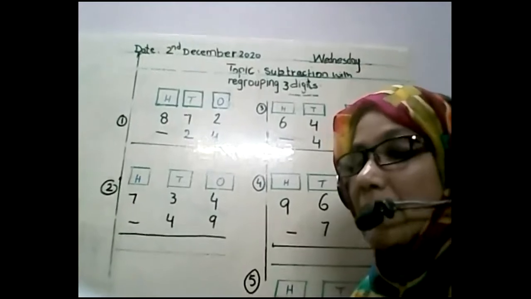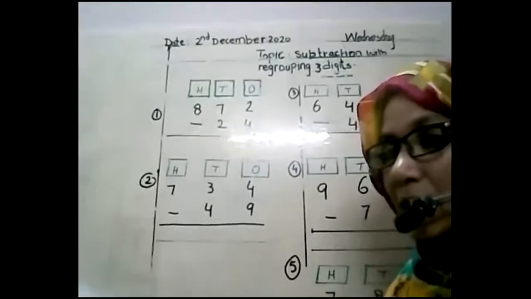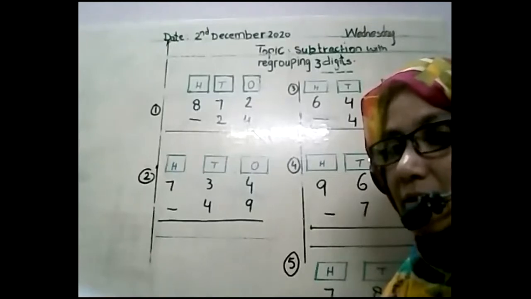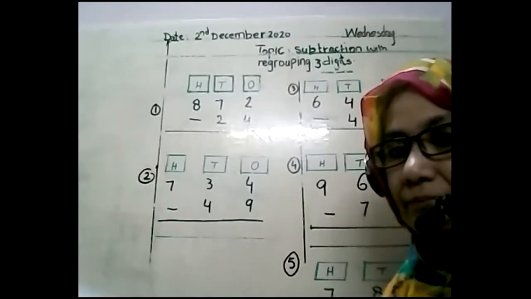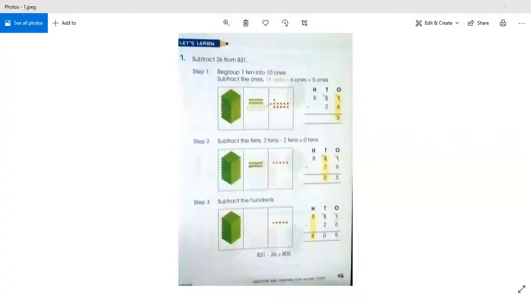उससे कैसे करते हैं? पहले we will take the example from book page, right? We will have a look on it. Page number 46. This is subtract 26 from 831. तो इसमें क्या करेंगे? सबसे पहले हम subtract करेंगे, right? Now we will subtract 26 from 831.